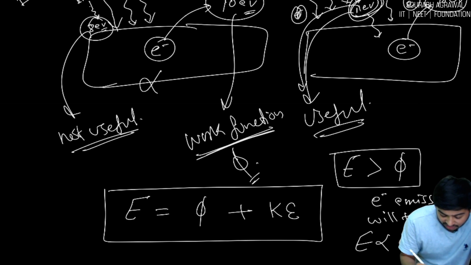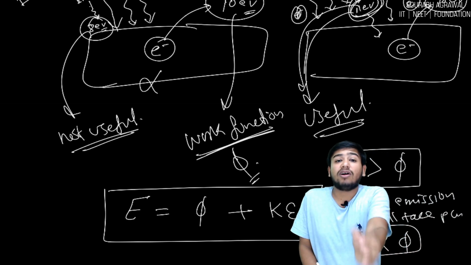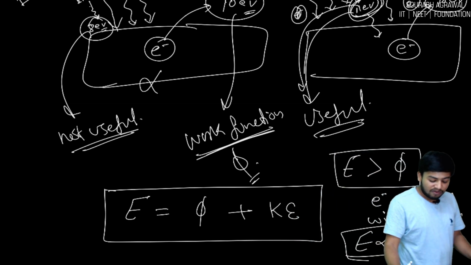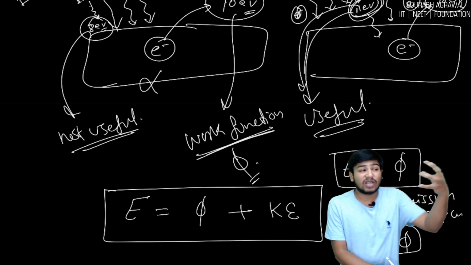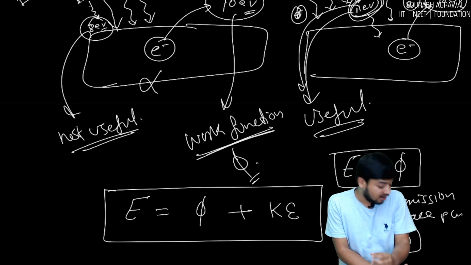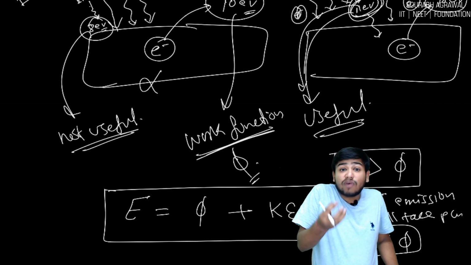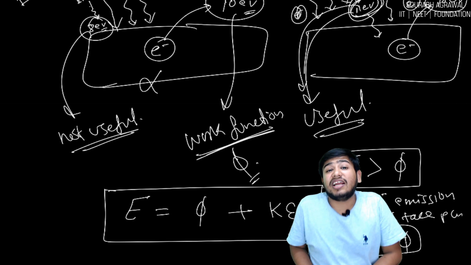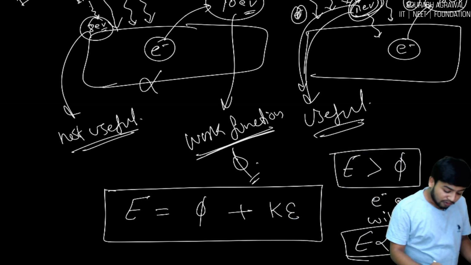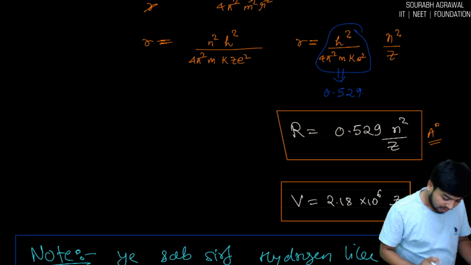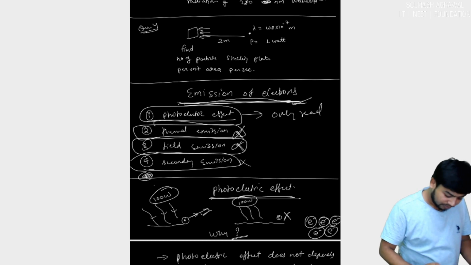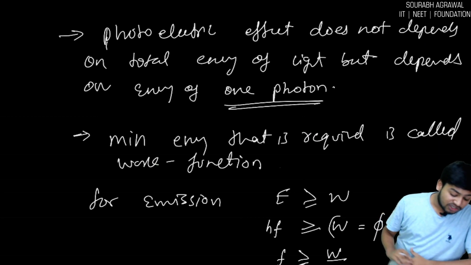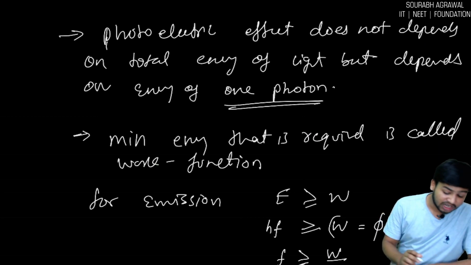And when E is less than phi, what will you say? Electron emission will not take place. And when electron emission is taking place, you can say that E is equal to phi plus kinetic energy, where E is the total energy of one photon, hc by lambda, phi is the energy required to break the bonds, and kinetic energy is the excess energy that the electron is getting. So if you want to write, you can write some things here. See, I have told you this. See on the screen, photoelectric effect does not depend on total energy of light, but depends on energy of one photon.